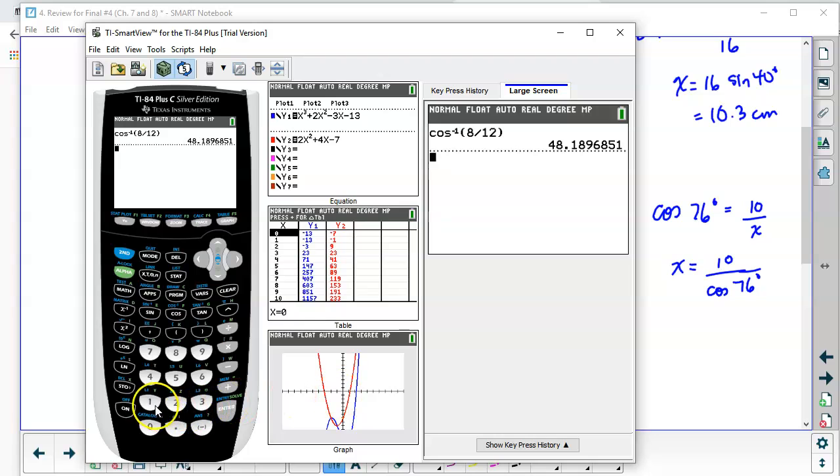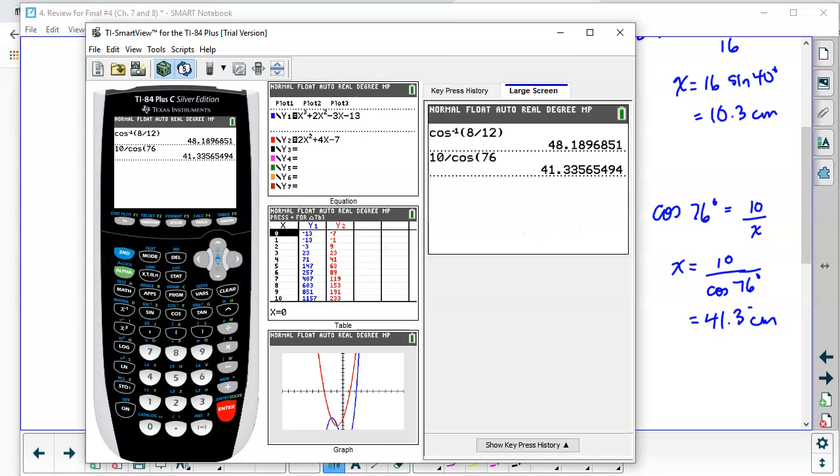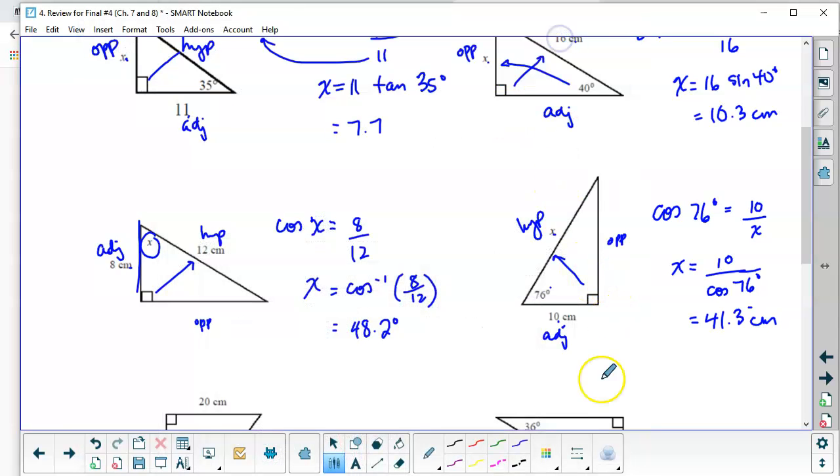So in the calculator, 10 divided by cos of 76 is 41.3. And that is centimeters. Okay. 41.3. Okay. So it is longer than 10. So that makes sense.